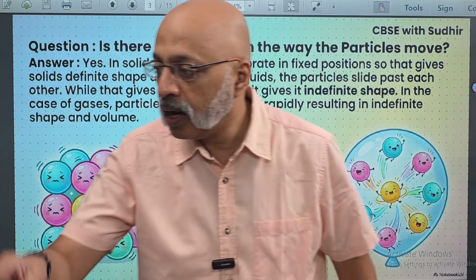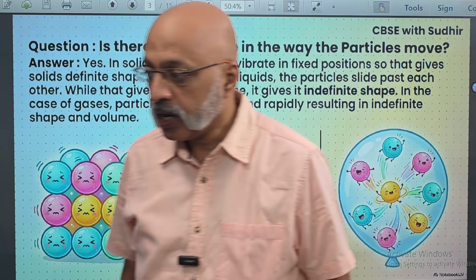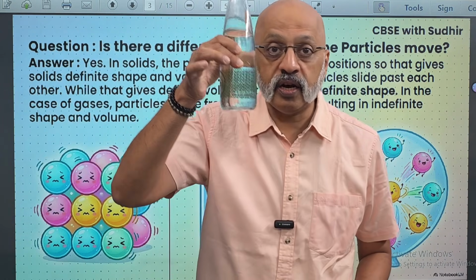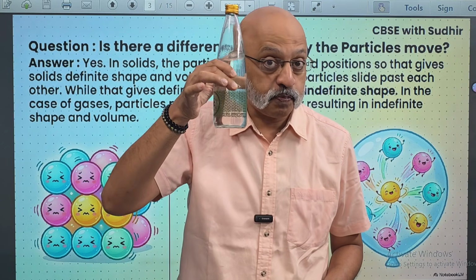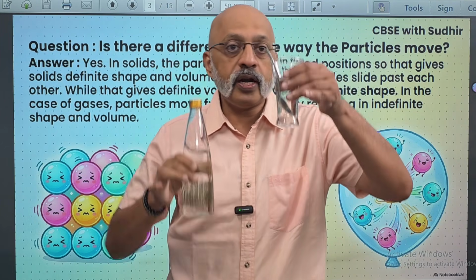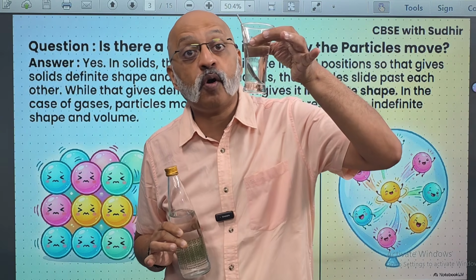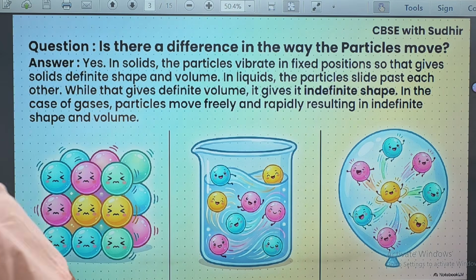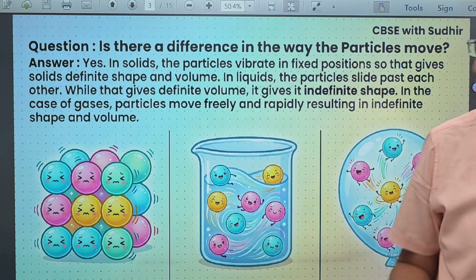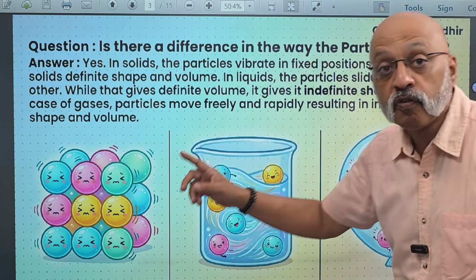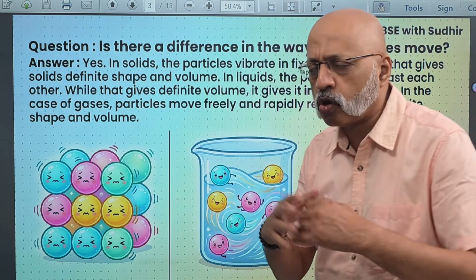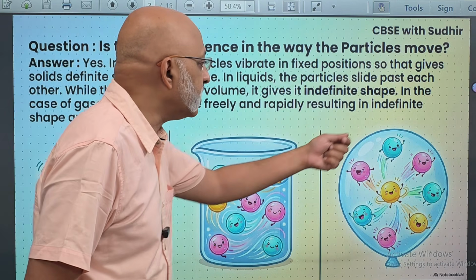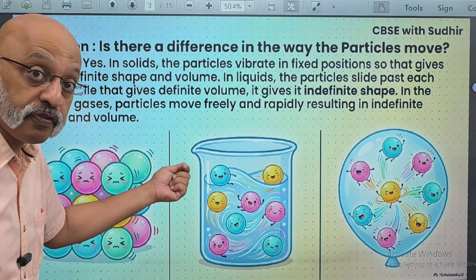The water was earlier in this water bottle, in the shape of this particular bottle. From here, I poured it into this glass. So now it has taken the shape of this glass. Why? Because it does not have any shape of its own, because the particles slide past each other. In the case of gases, and any gas, we are talking about oxygen, carbon dioxide, nitrogen, whatever, particles move freely and rapidly, resulting in indefinite shape and indefinite volume.